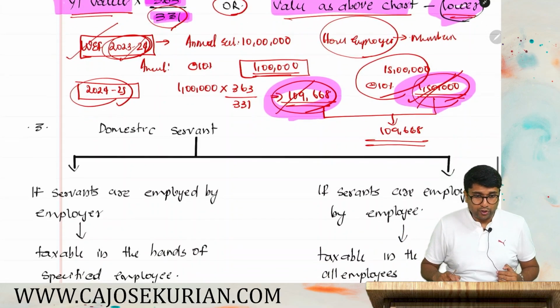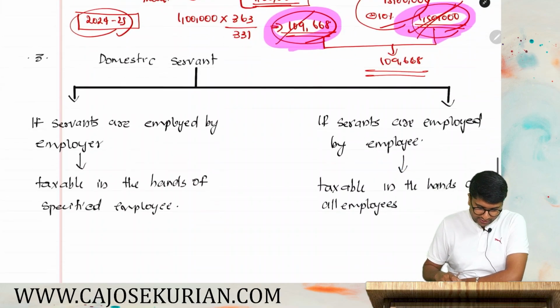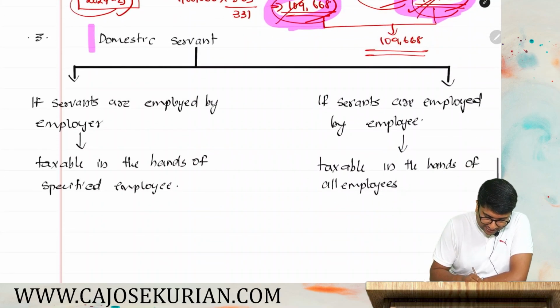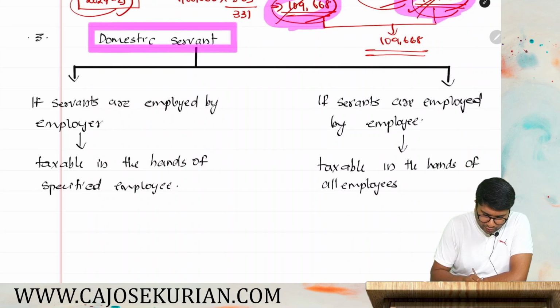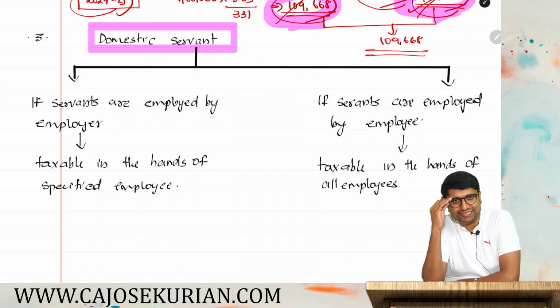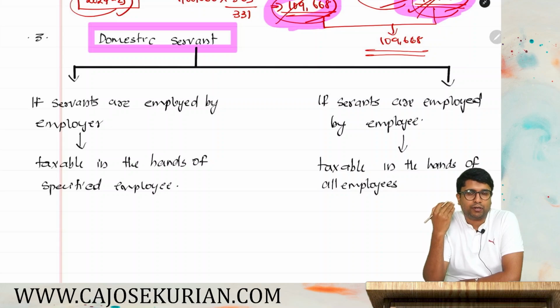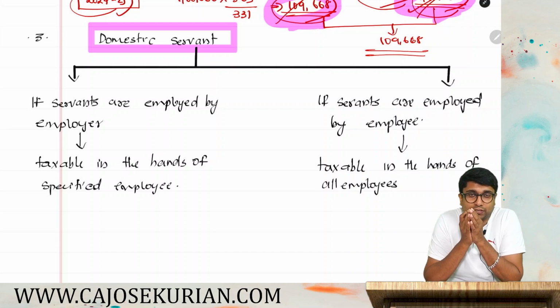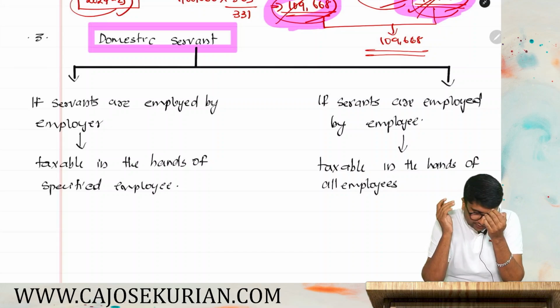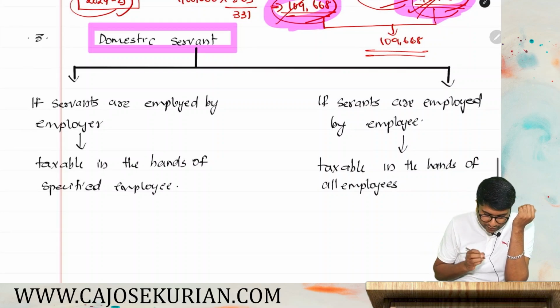Alright friends, so moving on with the next perquisite valuation. Next is valuation of domestic servant. Say for example, the employer has provided a domestic servant to the employee, you are making use of the service of the domestic servant, and the employer pays the salary of the domestic servant. Then how do you value the perquisite? Because the employee is getting a benefit. That's what we are about to discuss.